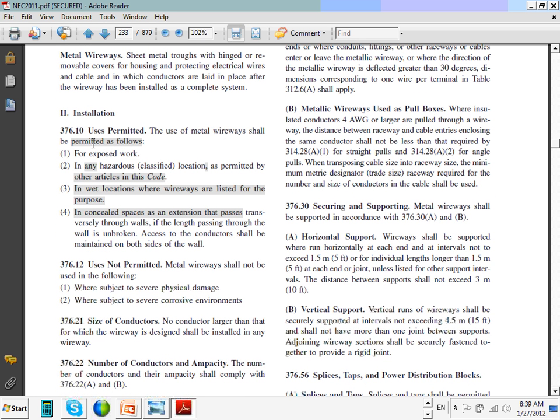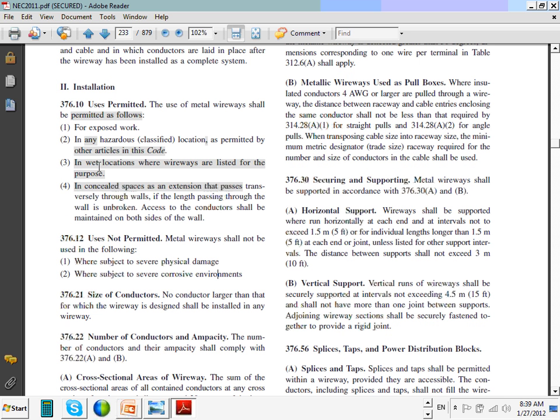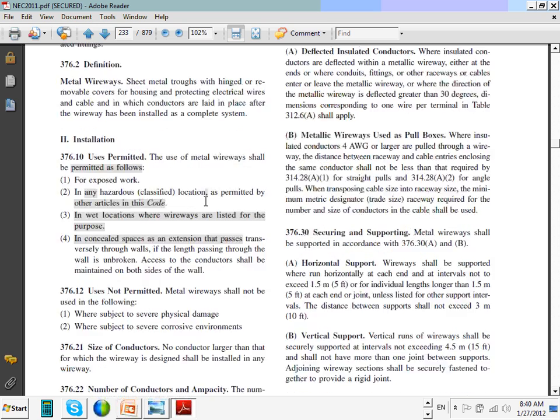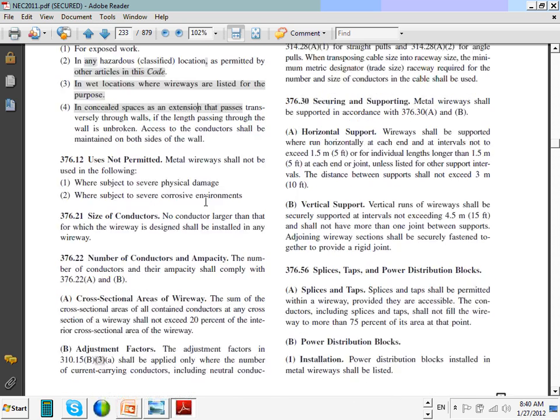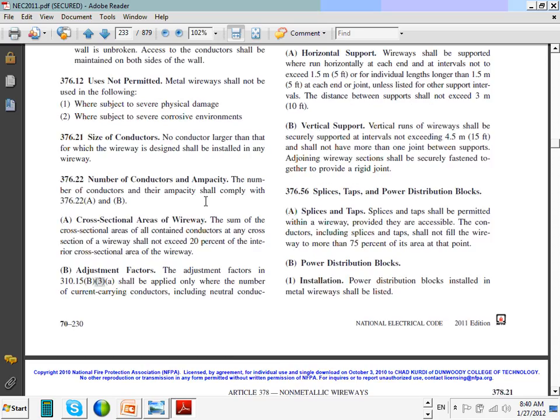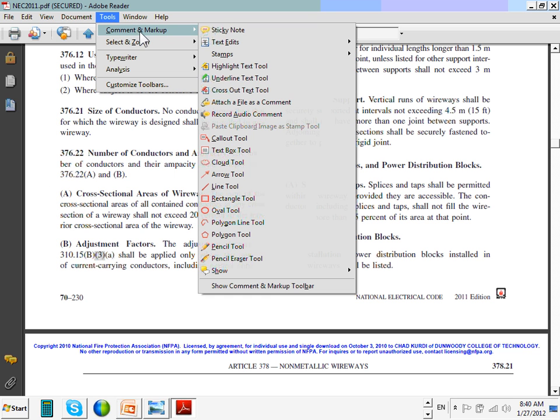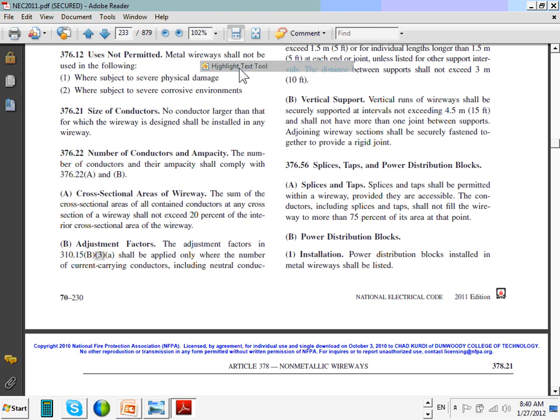Metal wireway shall be permitted as follows for exposed work. I'm not going to go to the hazards, where raceways are listed for wet location, you even can put them in wet location. Concealed spaces, extension. Part of it can be concealed, the part that doesn't open. So these are a few places where you can use them. But let me show you the advantage of using that. The advantage is the number of conductors and cross-sectional area right here. In my book, this is one of the most important things about the use of that.